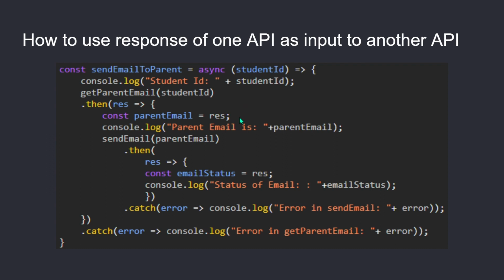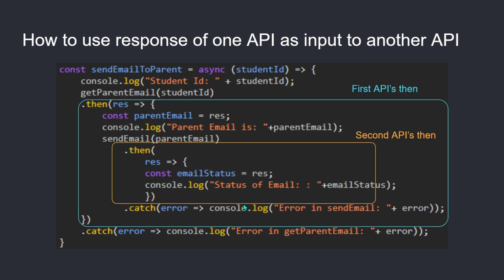Once we get the response of the first API call, we print it. We print that parent's email, and we make a call to the second API called send email. Again we write then and catch callbacks for that method. If you look at this coding pattern, we make the first API call, then in the then callback of the first API, we are making another API call. Again, for that API call, we need to write then and catch callbacks.